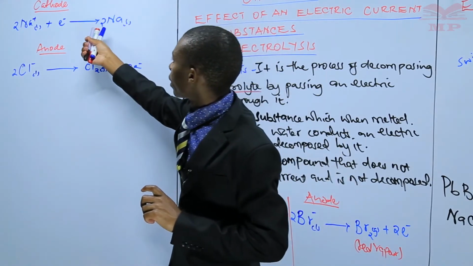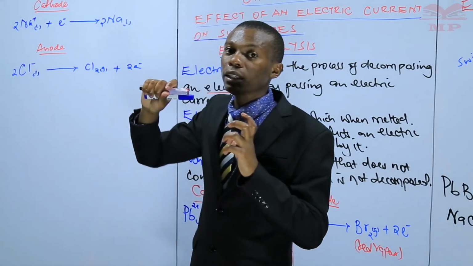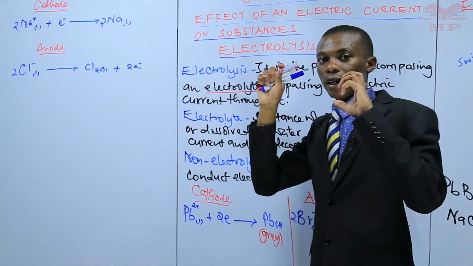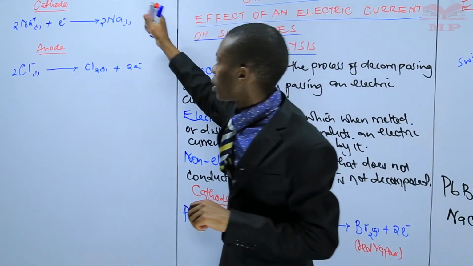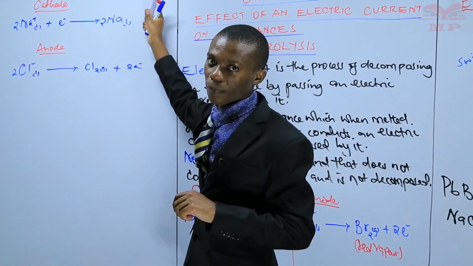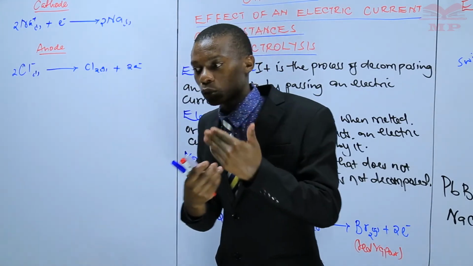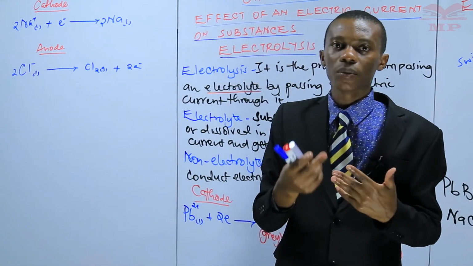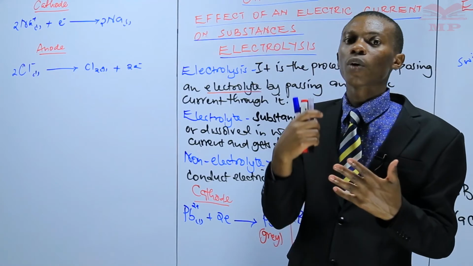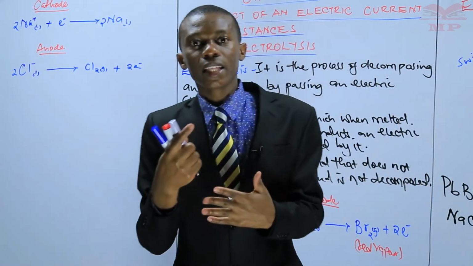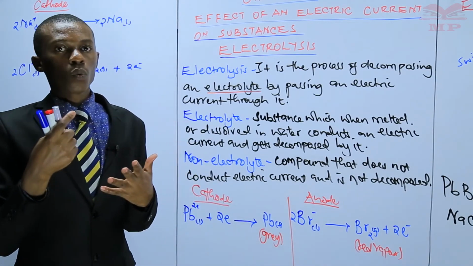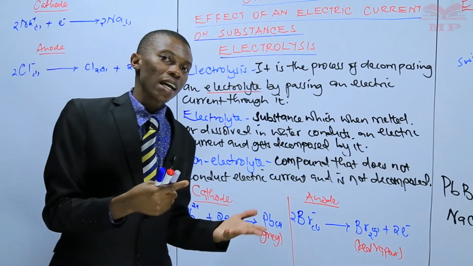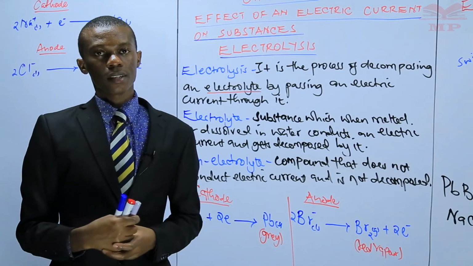And sodium is gaining 1 electron so that it can be deposited as an atom. Therefore, those are the equations you expect at both the anode and the cathode. I hope you can now be able to write the equations for what happens at both the anode and the cathode.